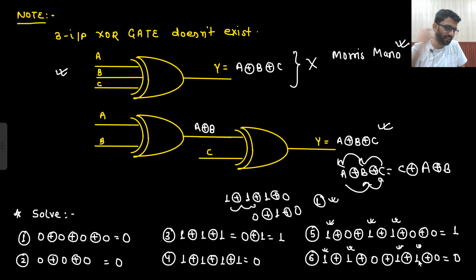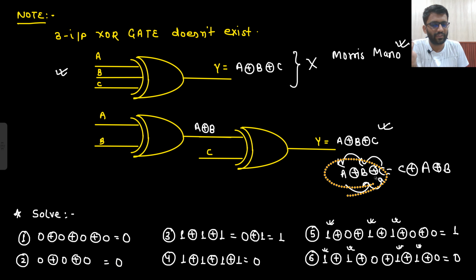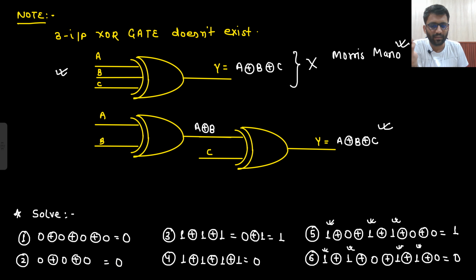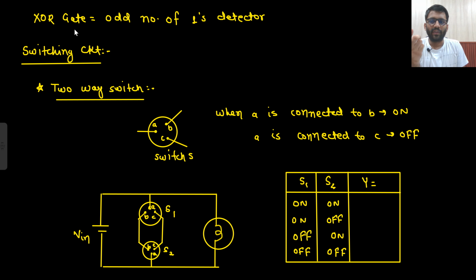You can solve it as well. All the ones, you take one side only. They are even. 1 XOR 1 is 0, XOR with 1 XOR 1 is 0. 0 XOR 0, all are 0 only. So it would be 0. This way you will be able to write down the correct answer quickly. Or you can remember it is an odd number of ones detector, which I have already written on the next page. So XOR gate is an odd number of ones detector.